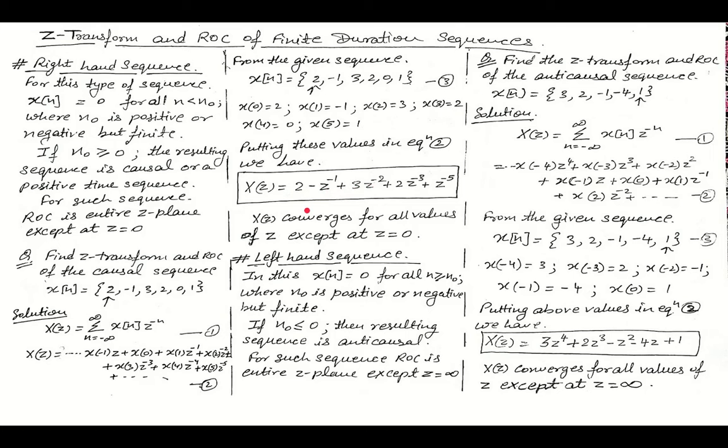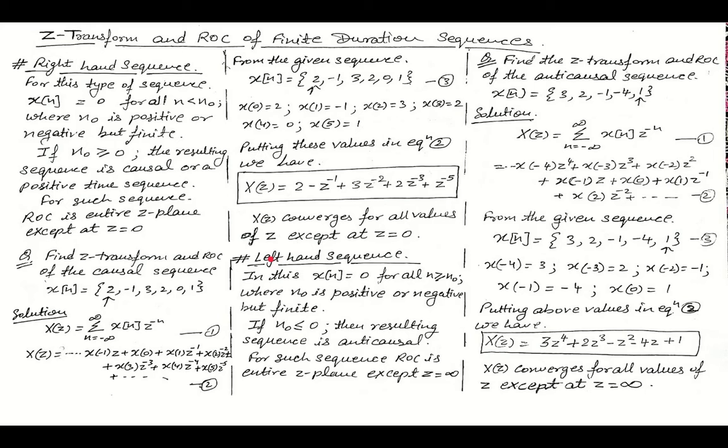So my answer cannot reach infinity if I want it to converge to a particular value. So I cannot take z is equal to 0 as my region of convergence. Okay, that's why we have taken all the values of z except at z is equal to 0.